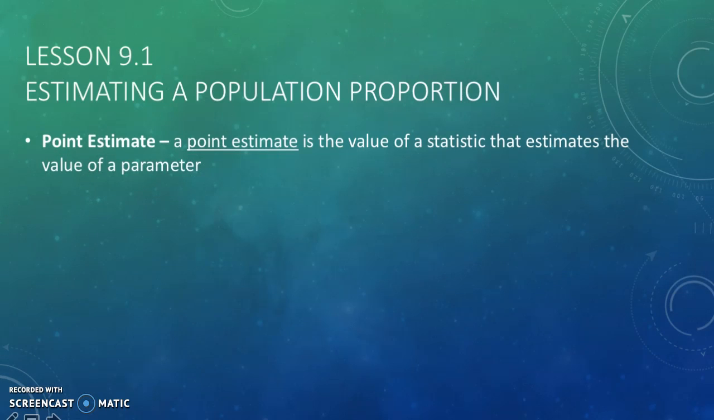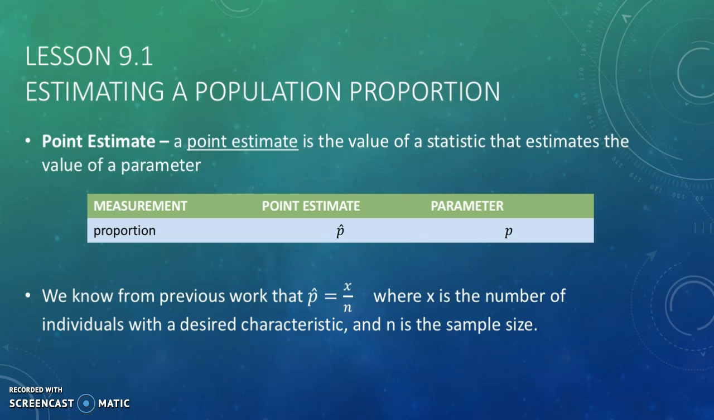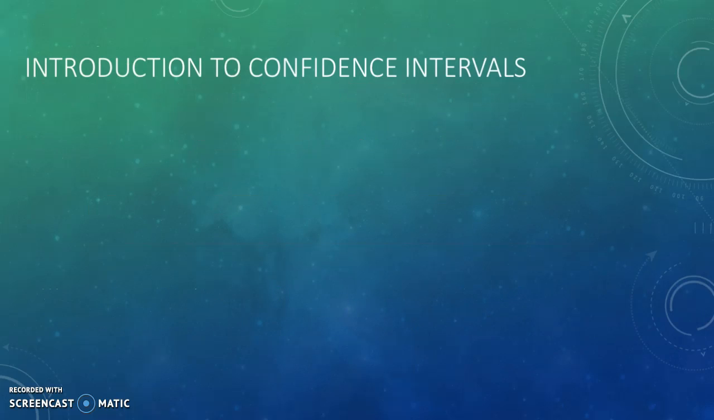estimating a population proportion. I just want to review: a point estimate is the value of the statistic that estimates the value of the parameter. If we're talking about a population proportion, that's p. So our point estimate is p hat. And just to review from last time, p hat is x over n, where x is how many individuals have the characteristic you're looking for, and n is how many individuals are in your sample.